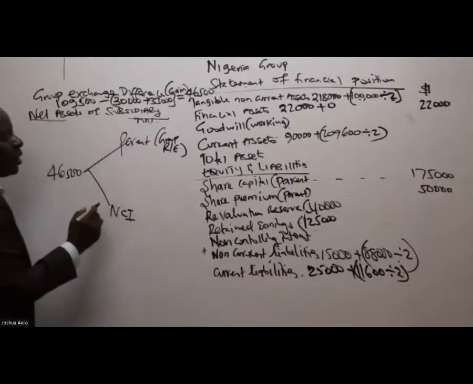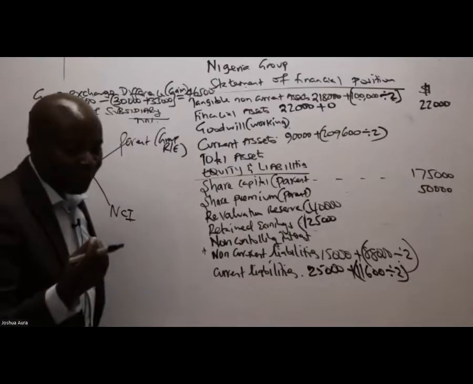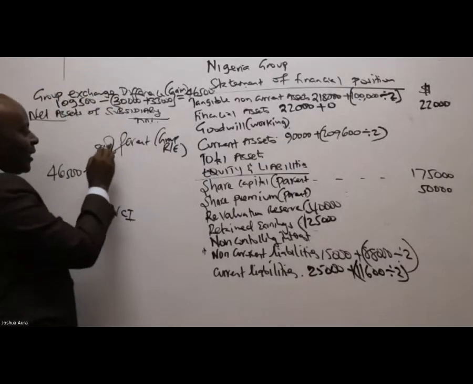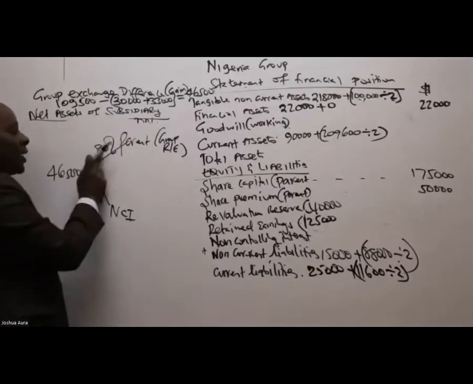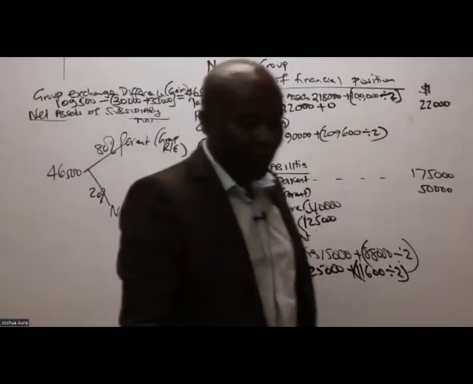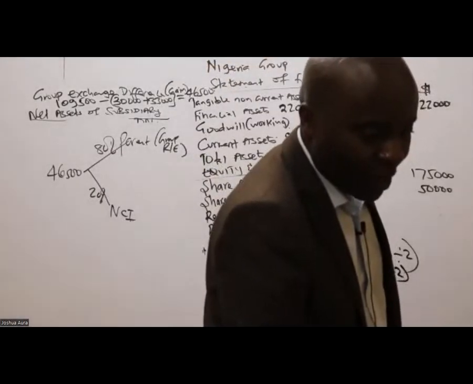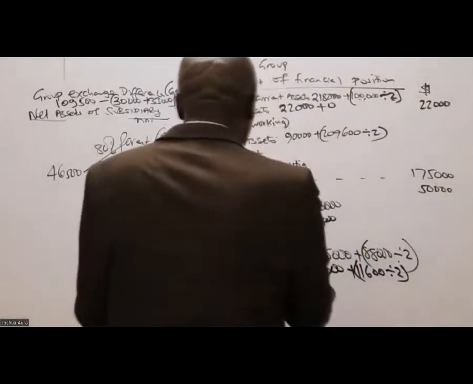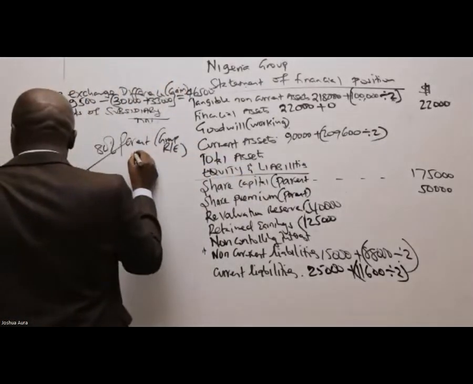So the question is, do you know the parent's percentage? It was 80%, isn't it? And NCI was 20%. I can see these students telling me 46,500 times 80%. I can see they have already given me the figure. The parent is 37,200.